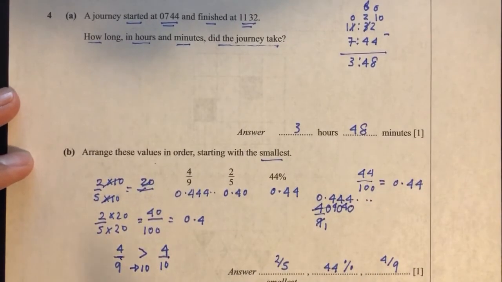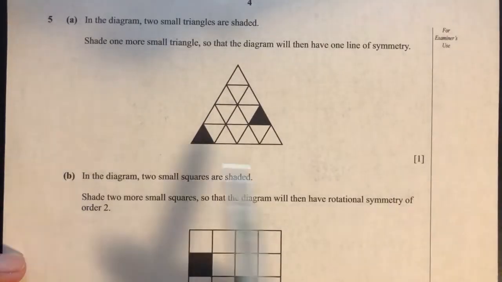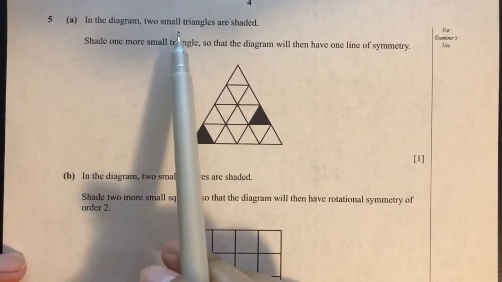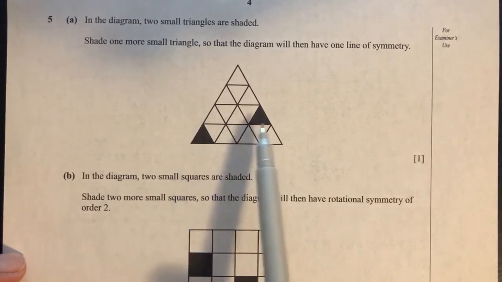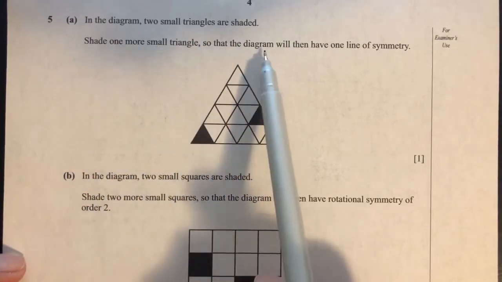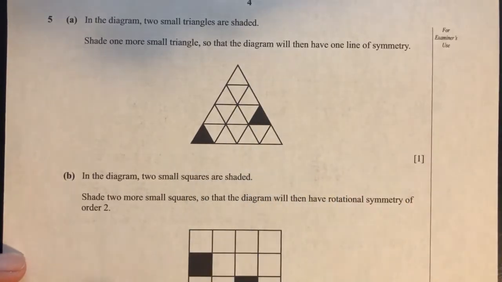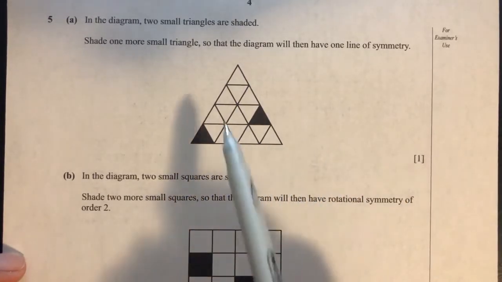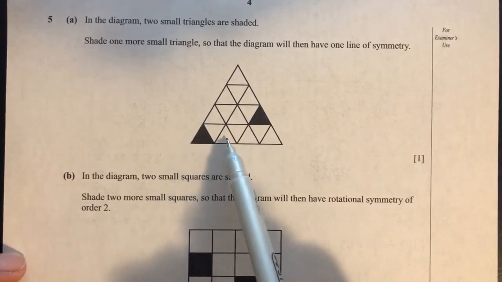And that is question number 4. Question number 5, part A. In the diagram, 2 small triangles are shaded. So we have 1, 2, okay. Shade one more small triangle so the diagram will have one line of symmetry. So we have to observe this one is 1, 2, 3, 4, 1, 2, 3, 4.